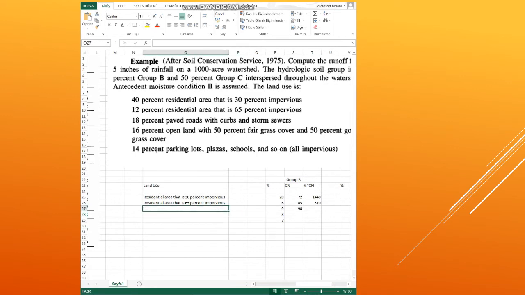Let's write it down here too. Paved roads with curbs and storm sewers. The other one is open land, 50% fair grass cover and 50% good grass cover.